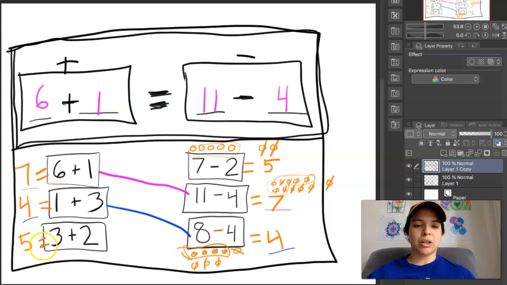All right, last one. Over here I made 5, and then, well, this is the only one left. That's also 5. So those sentences are the same. 3 plus 2 is the same as 7 minus 2, because they both make 5. Whew. That's a lot of information and a lot of work.